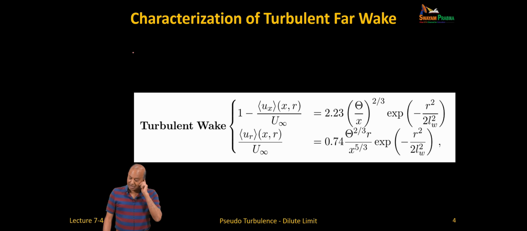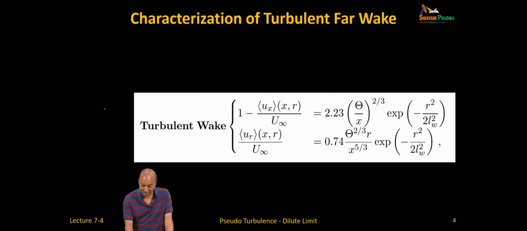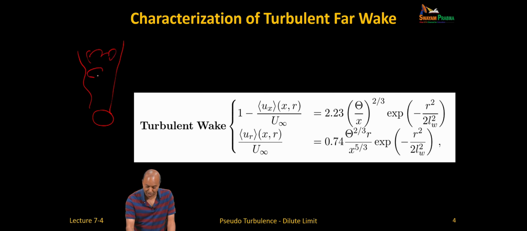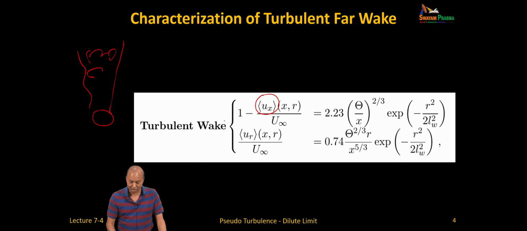Well, if the particle Reynolds numbers are a little larger, then each particle will have not a laminar wake but a turbulent wake. Now, then I have to talk about average over turbulence. So in other words, this is the ensemble average of a turbulent wake.